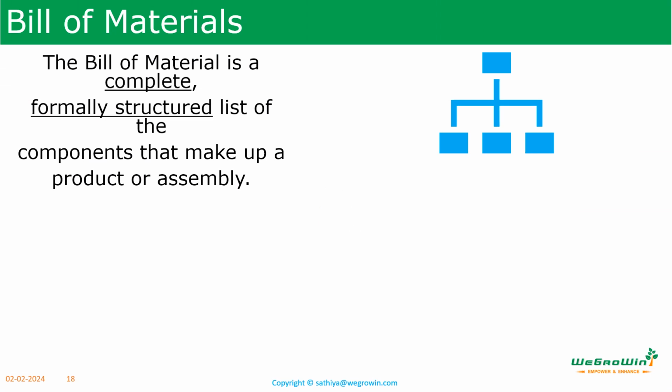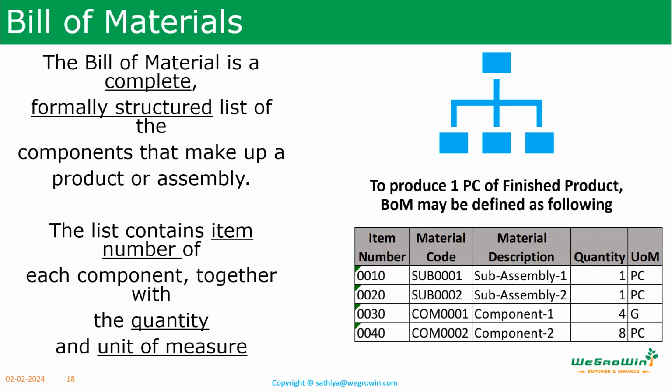Bills of materials and routings contain important basic and master data for integrated materials management and production control. The result of the design phase is an engineering drawing and the list of the parts required to produce the product. The bill of material, that is BOM, is a complete, formally structured list of components that make up a product or assembly. In the design department, new products are designed to be suitable for production as well as for the intended function. In this phase, drawings and lists of components, the bills of materials, are produced. The list contains the item number of each component together with the quantity and unit of measure.